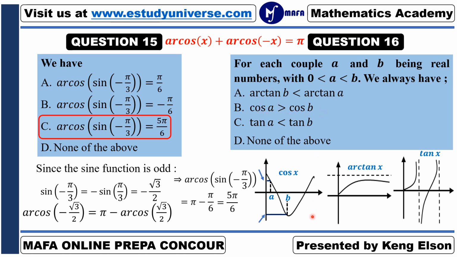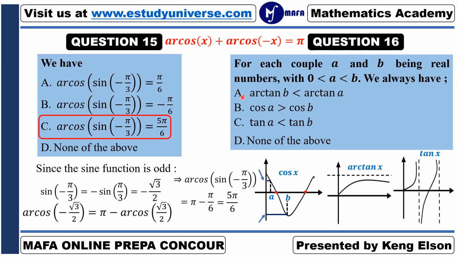But what if now I take my A to be 90 degrees and my B to be 270 degrees? Cos A will give you 0 and cos B will give you 0. You see, they are equal. So it therefore means option B is wrong. Because if A is 90 and B is 270, both of them are positive and A is less than B, but the cosine of A is 0 and the cosine of B is 0. And if you come and place that, you are going to get 0 greater than 0. Impossible. So option B is out of the way.